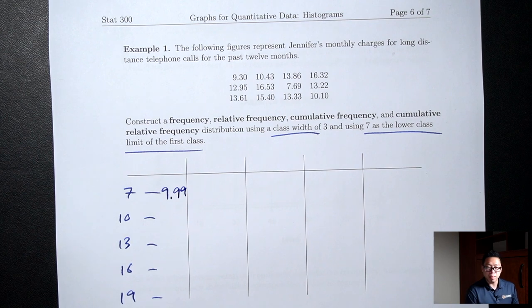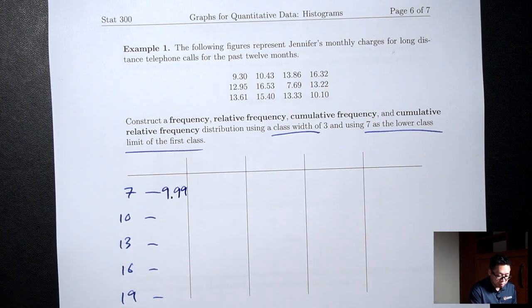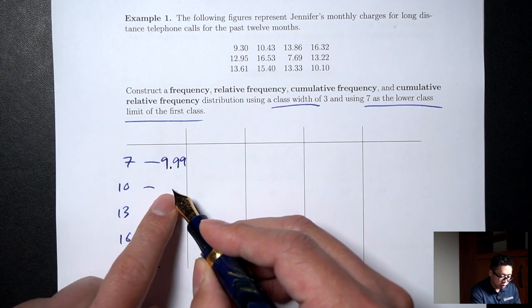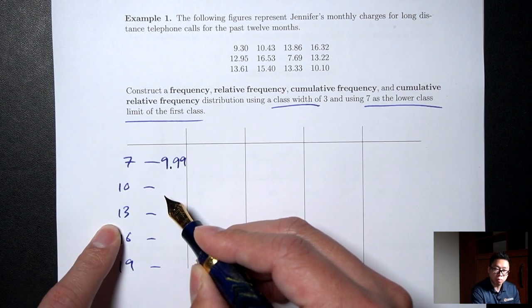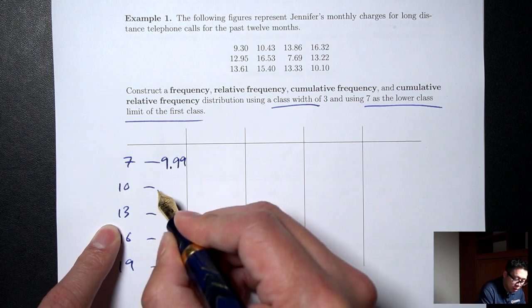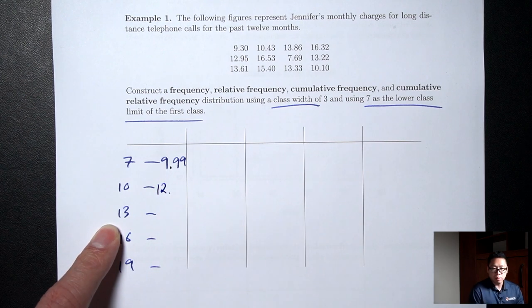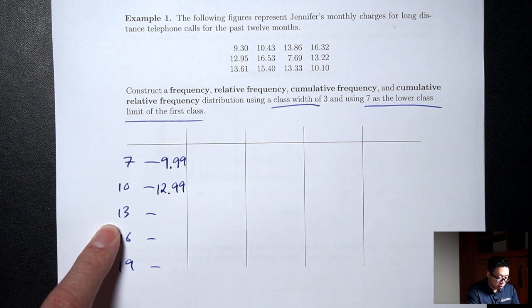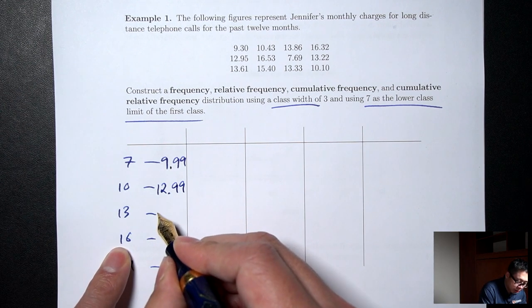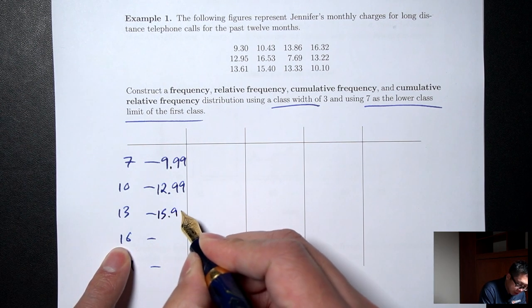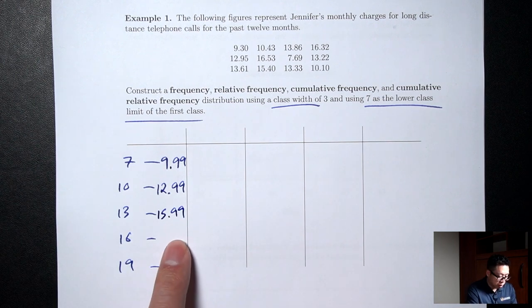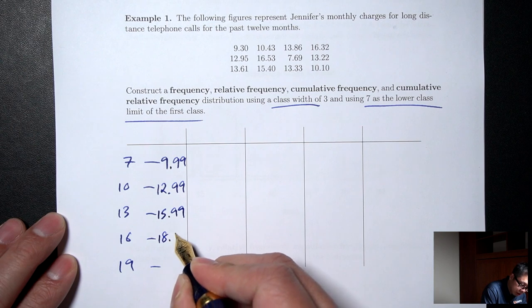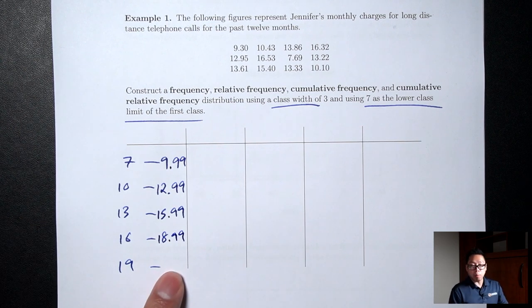9.99. Okay, that's just below 10 and it has two decimal places. The next one should be just below 13. What's just below 13? 12.99. What number is just below 16? 15.99. What number is just below 19? 18.99. And then I should have one more upper.